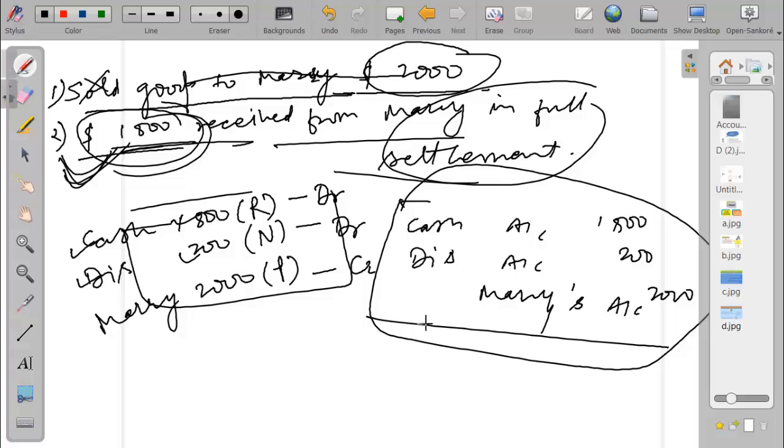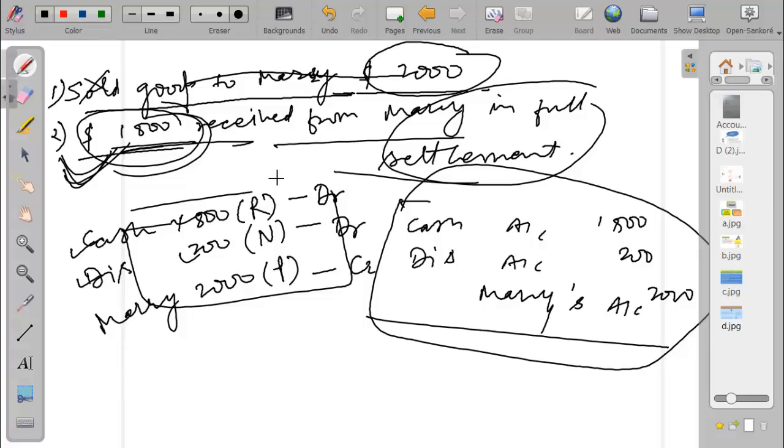Understood the entry? How to arrive at the entry? First read the transaction, analyze what happened. Cash comes in, only 1800. There is a loss, $200. And who gave us this money and loss? Mary. Done. Then decide their category. Cash is real, discount is nominal, Mary is personal.